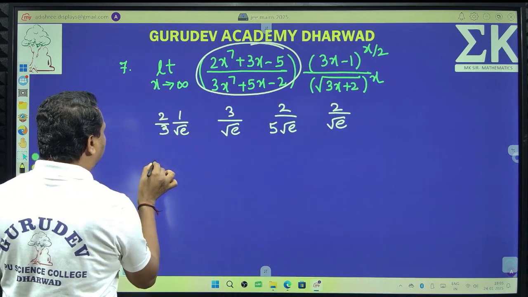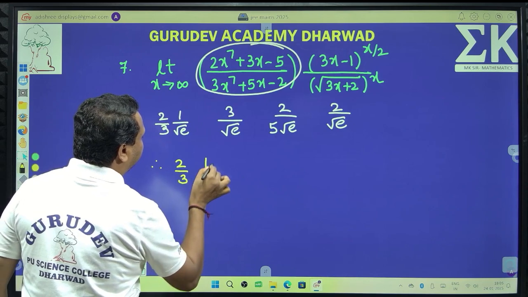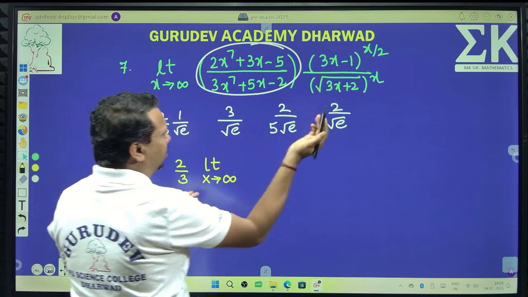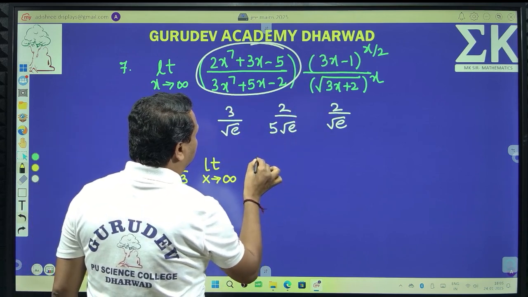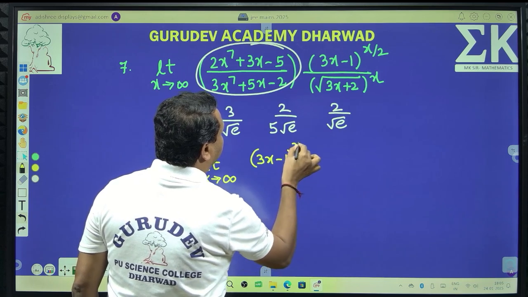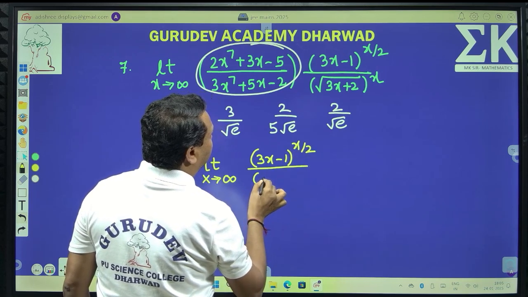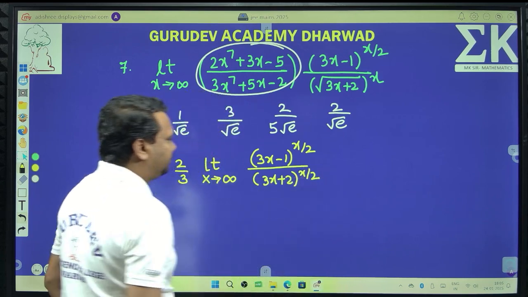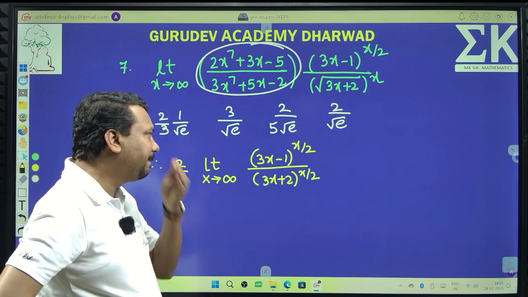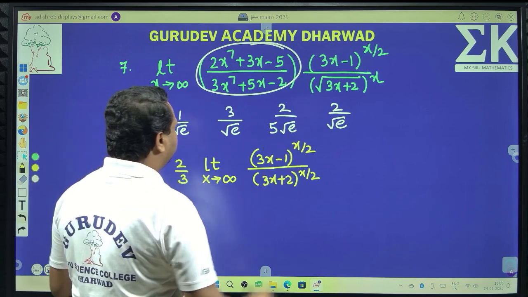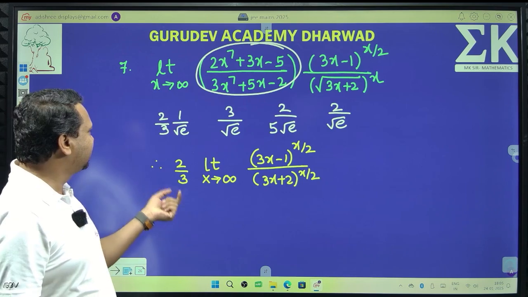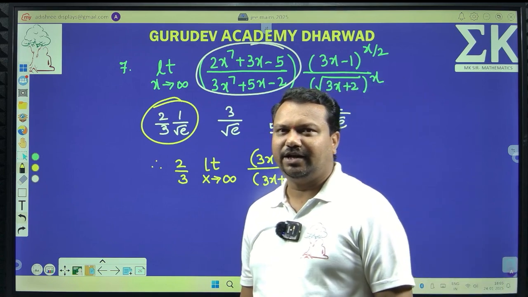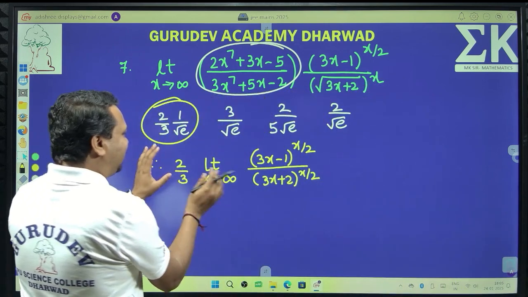So your actual problem is 2 by 3 into the limit as x tends to infinity of that other function. If you observe carefully, (3x minus 1) to the power x by 2 divided by 3x plus 2, I have taken the square root as a power, which I am also writing as x by 2. So my dear students, out of 4 options, which option is having 2 by 3 as the multiple? Is this option A? So definitely my answer is option A. Really, let's check. Okay, so 2 by 3, just keep it at the end.